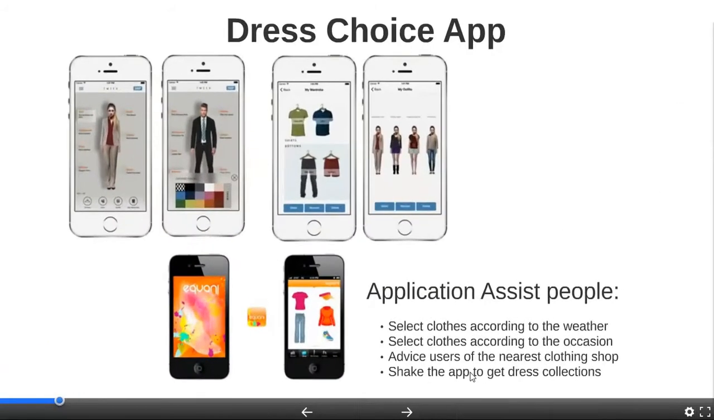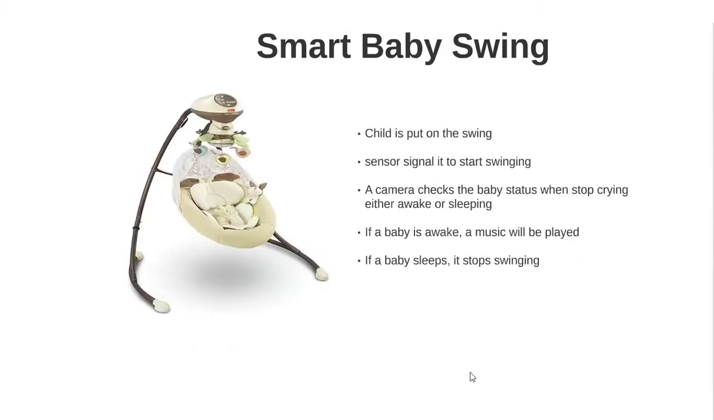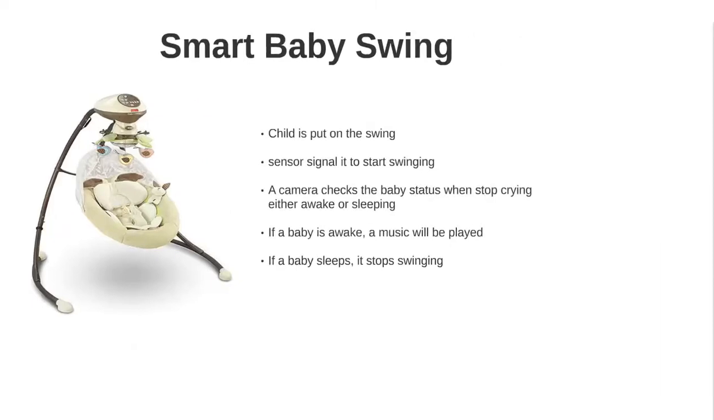The first one was the Dress Choice app, which was basically an app that assists people to select clothes according to weather or occasion, and you can shake it to get a dress collection. The other project proposal was basically a smart swing, where you put the child and then there's a sensor that will start swinging based on if the child is crying or not.